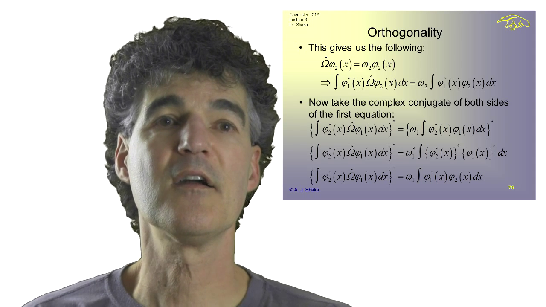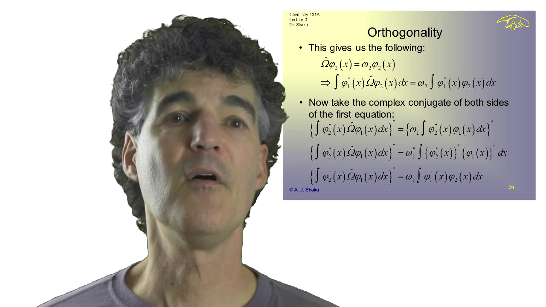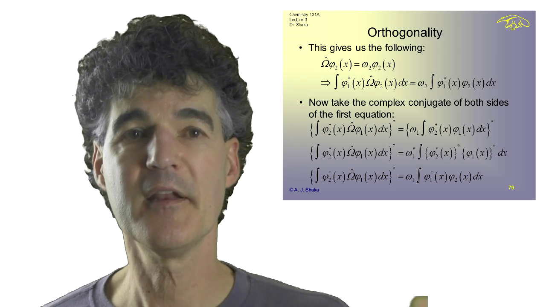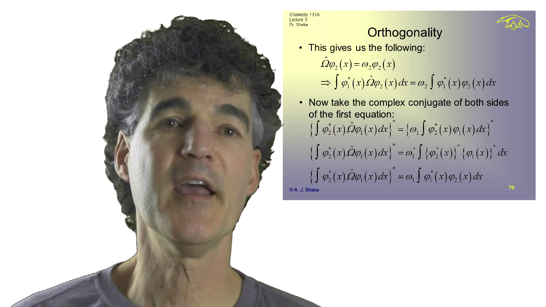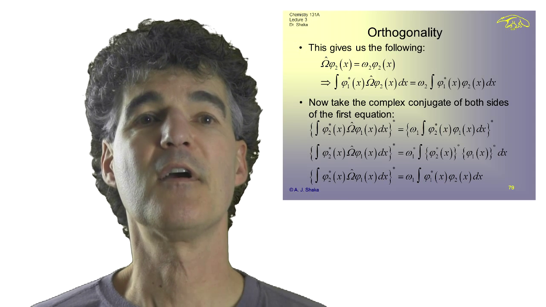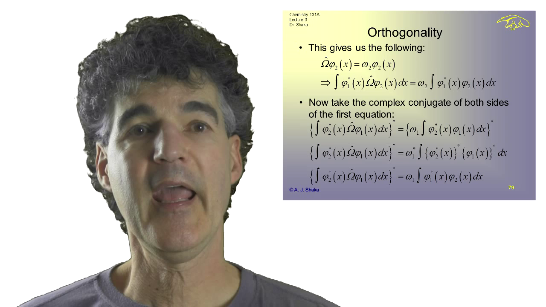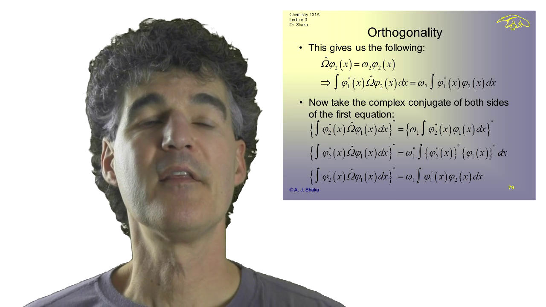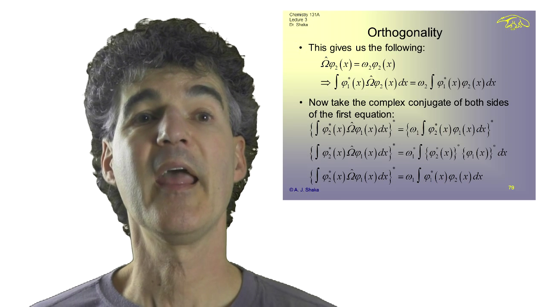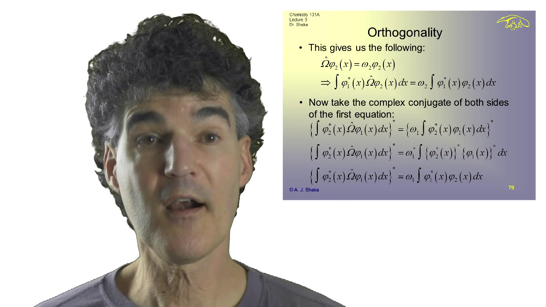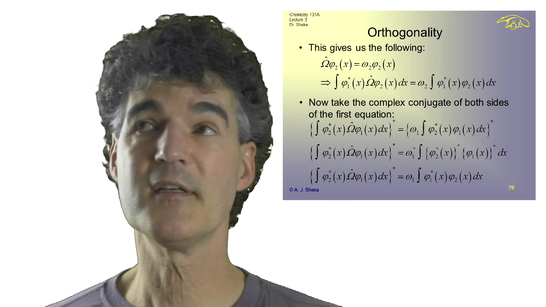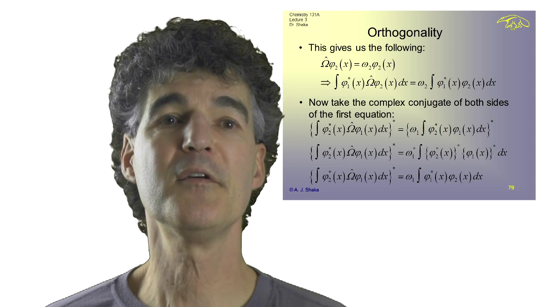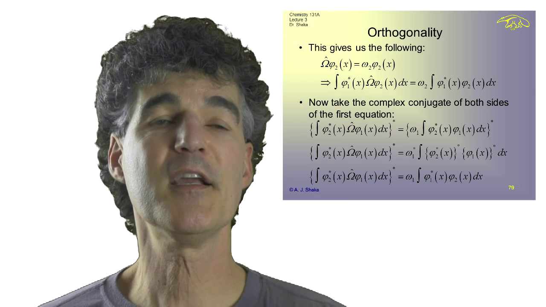Now let's take the complex conjugate of both sides of the first equation. So on the left-hand side, I have the complex conjugate of the whole thing, phi 2 star, omega hat, phi 1, integrated. And on the other side, I have little omega 1 times the integral of phi 2 star phi 1 dx, starred. And I can simplify that. I leave the other side alone because that's going to be the definition of Hermitian. The right-hand side I turn to omega 1 star, and then the integral of phi 2 star star times phi 1 star. Well, the star of the star, I change i to minus i back to i, so that goes away. And I can then write the phi 1 in front of the phi 2. It doesn't matter, I'm multiplying those. There's no operator.